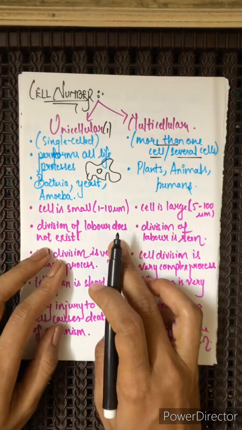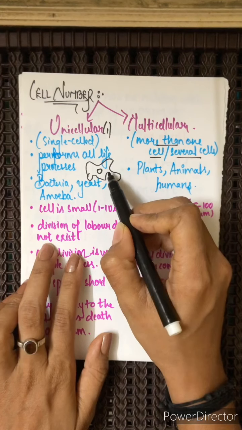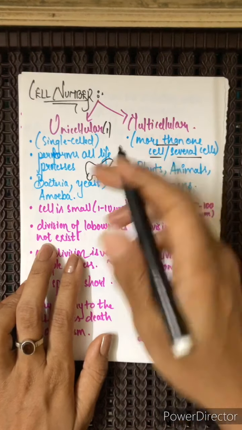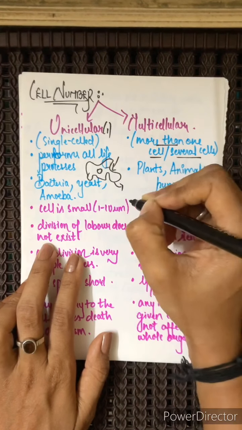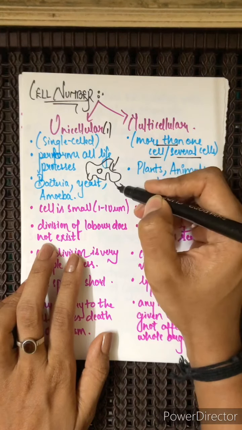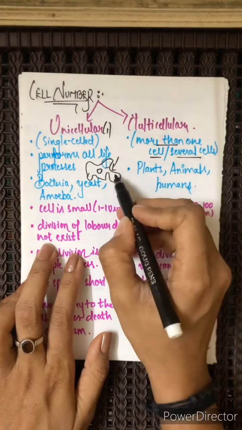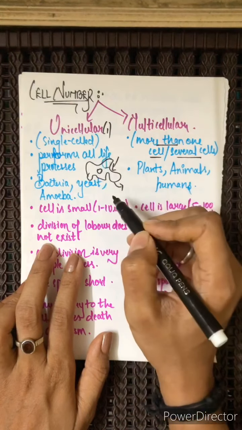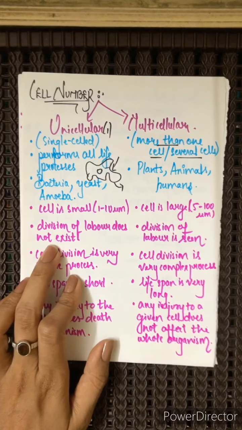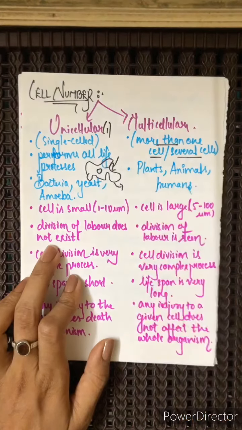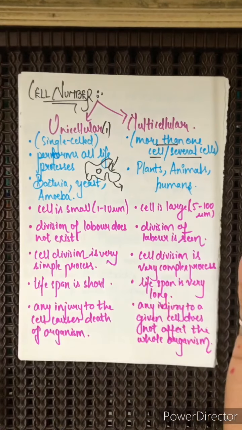Now the division of labor does not exist in the sense that a single cell has to do all the activity. That is, only one cell is going to perform all the activities. It is going to take the food, give out the waste, break down the food, everything. Yes, this is the only one which is going to show locomotion. So every activity is going to be performed by a single cell. So in terms of the cell, no division of labor occurs. All the work has to be performed by a single cell. But over here, many cells are involved, therefore the work is divided.